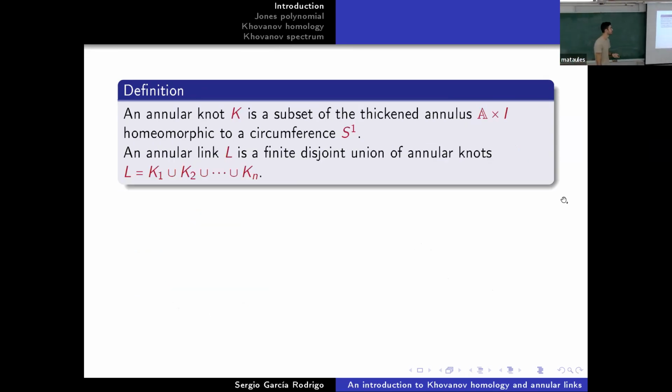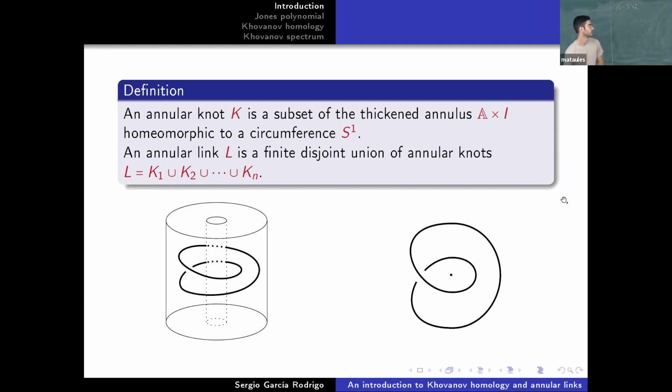But we can ask ourselves why limit ourselves to R3 or S3. Maybe we can consider knots in other three-manifolds. One of these manifolds can be the thickened annulus, which is A times I, where A is the annulus, which is S1 times I. And you can consider knots in other three-manifolds or other thickened surfaces. And an annular link is a disjoint union of annular knots.